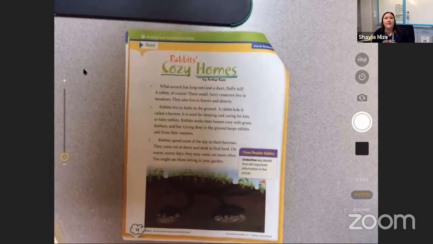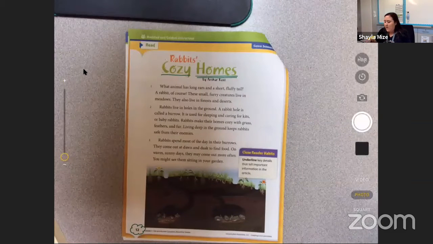I'm going to give you about 30 seconds if there's anything you want to finish underlining that you think is a key detail, something important to the story. Gwen, do you have a question?